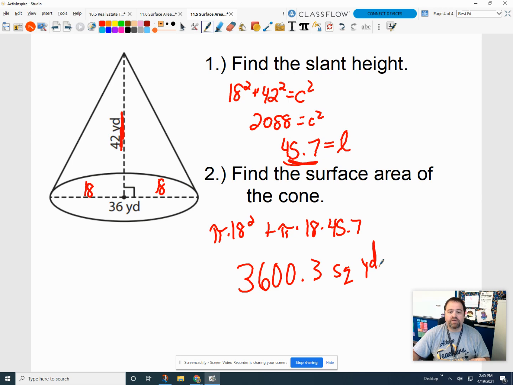Pay attention whether you're given the radius or the diameter. If it's the radius, jump in and find the slant height. If it's the diameter, cut it in half, then find the slant height.